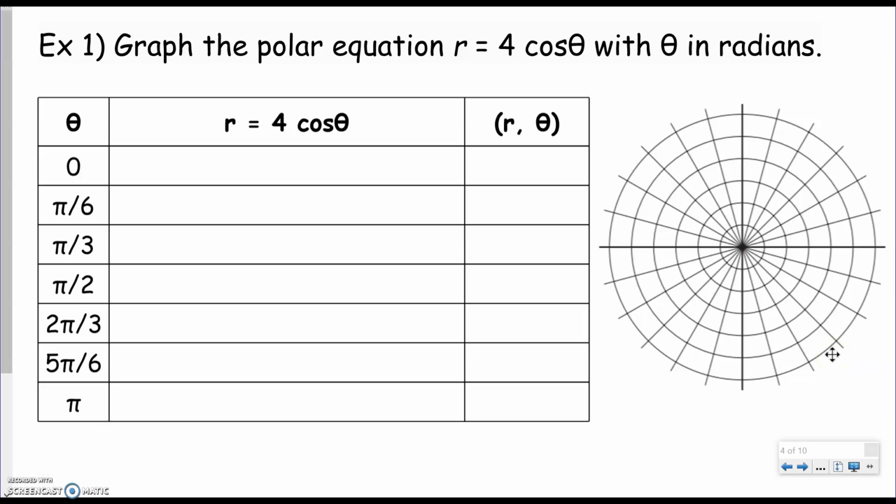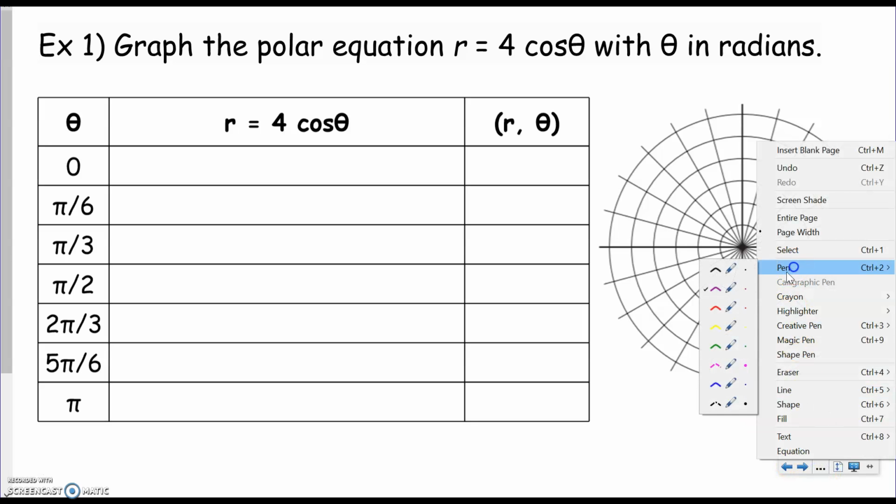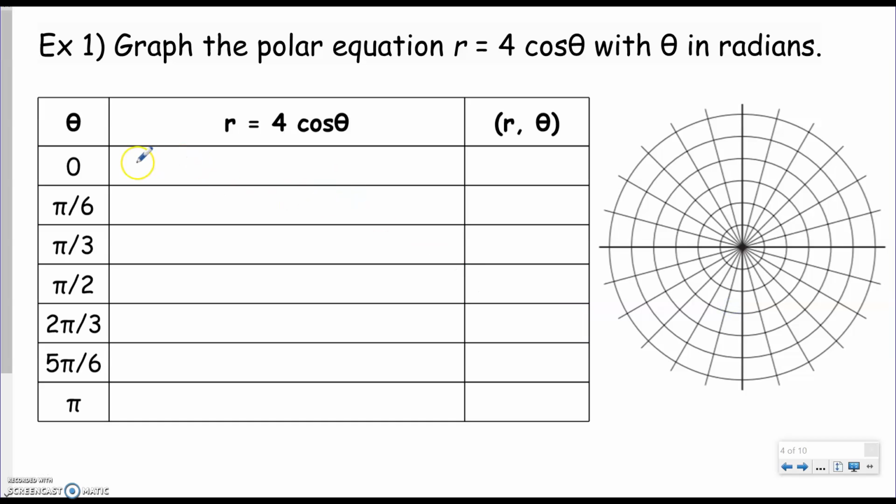We're going to get right to this. We're going to graph the polar equation using this table. We're going to plug some values in to find the polar coordinates that we need to plot on the graph. So we are going to do 4 times cosine of 0. Cosine is 1, so we have 4 times 1, which is 4. So we have the polar coordinates 4 at an angle of 0. So at an angle of 0, we're going to go 1, 2, 3, 4.